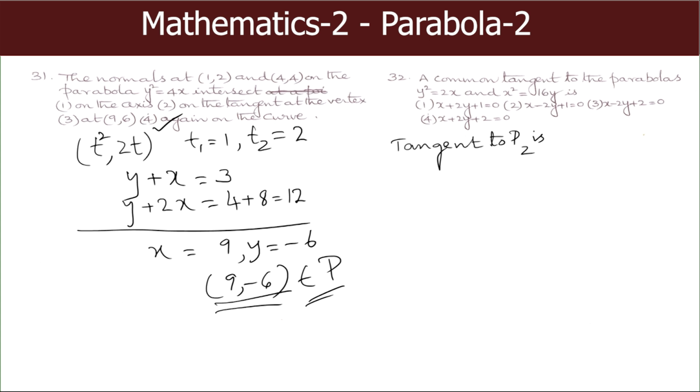Normally, the equation of the tangent to the parabola in the standard equation is x minus ty plus at square equal to 0. Here the roles of x and y are interchanged. So, y minus tx plus a, that means 4t square, equal to 0, or for P2, the second parabola, y equal to tx minus 4t square. Now, this is the tangent to the parabola y square equal to 2x.